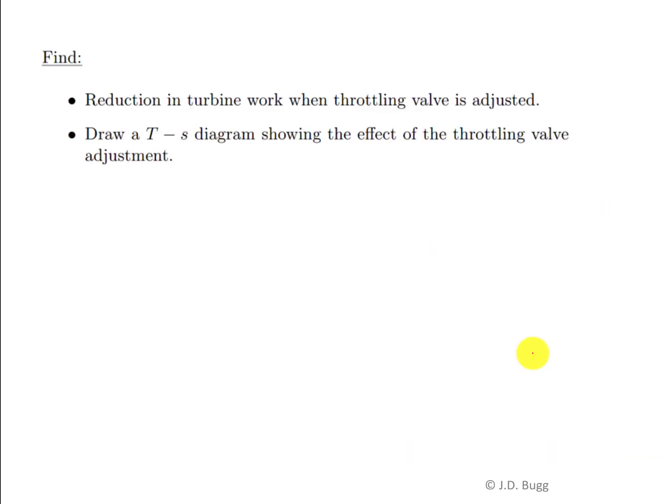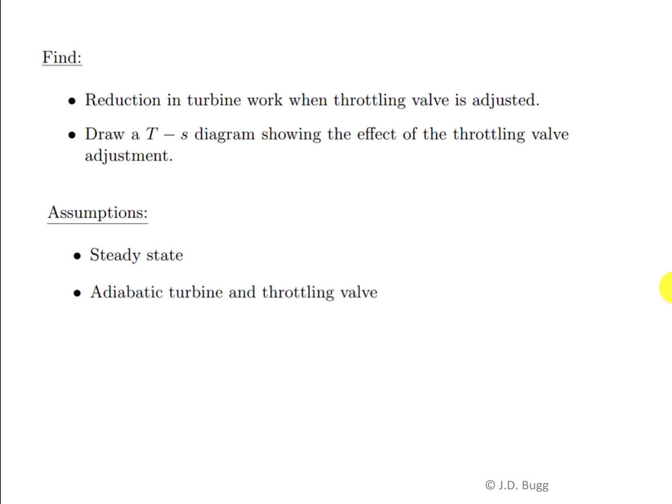So what we've been asked to find is the reduction in turbine work when the throttling valve is adjusted, and we're asked to draw a TS diagram showing the effect of the throttling valve adjustment. The assumptions we'll be making along the way: this is a steady state analysis, so nothing changing with time. The turbine and the throttling valve we'll be assuming to be adiabatic, so no heat transfer, and we'll be ignoring kinetic and potential energy changes everywhere in this system.